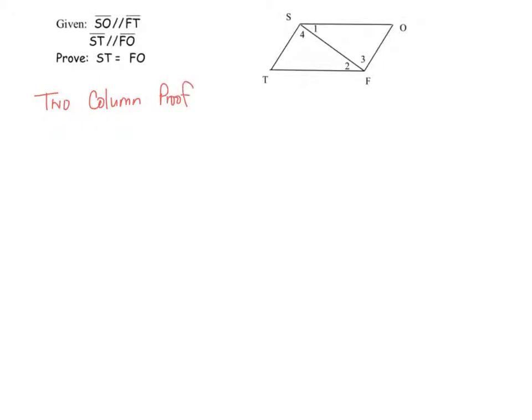So when we start any 2-column proof, we draw our columns and we label one column S for statements and the other column R for reasons. If you want to write out the word statements and reasons, you can do that as well. So I'm beginning with my first given, which is that SO is parallel to FT. So here's SO, here's FT. So I'm going to draw arrows on those to show they are parallel.